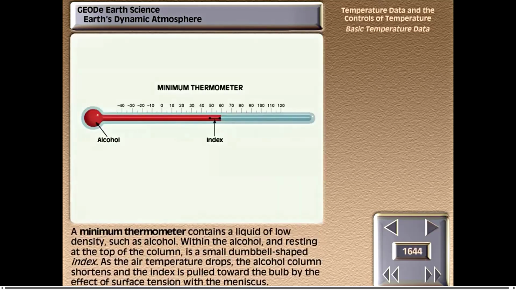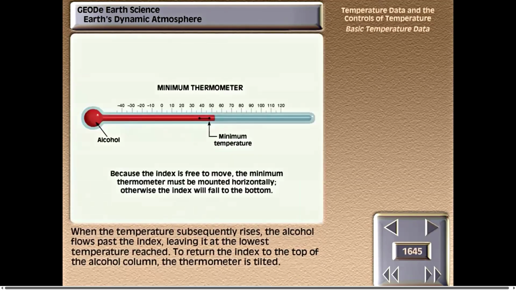A minimum thermometer contains a liquid of low density, such as alcohol. Within the alcohol and resting at the top of the column is a small dumbbell-shaped index. As the air temperature drops, the alcohol column shortens and the index is pulled toward the bulb by the effect of surface tension with the meniscus. When the temperature subsequently rises, the alcohol flows past the index, leaving it at the lowest temperature reached. To return the index to the top of the alcohol column, the thermometer is tilted.